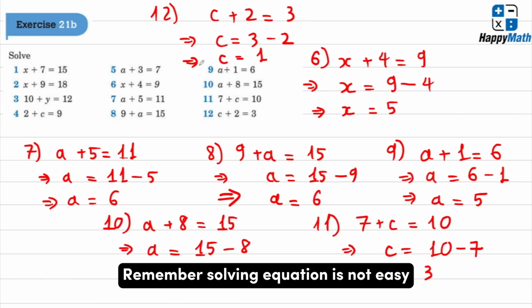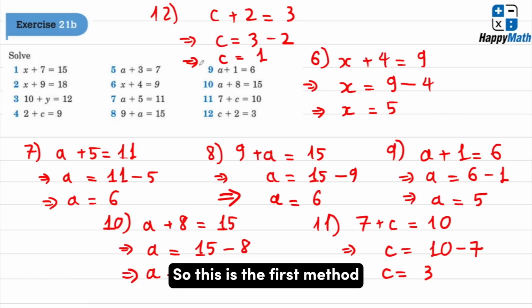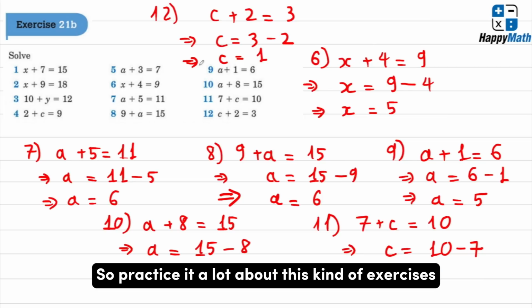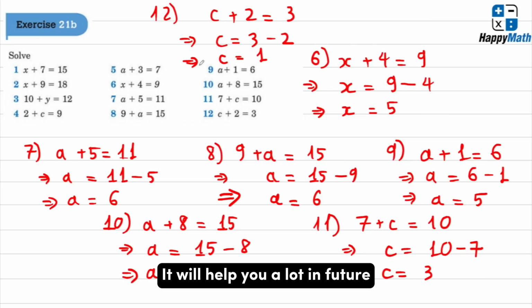Remember, solving equations is not easy. This is just the first method when you want to solve equations. So practice a lot of this kind of exercise. It will help you a lot in the future.